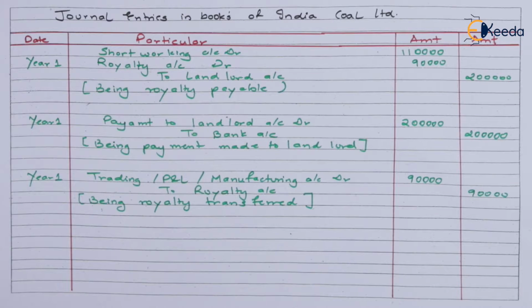So after the payment of minimum due, we are supposed to transfer the royalty as well. So that has also been transferred here. So with this, year 1 is completed. Let's go on to year 2 now.